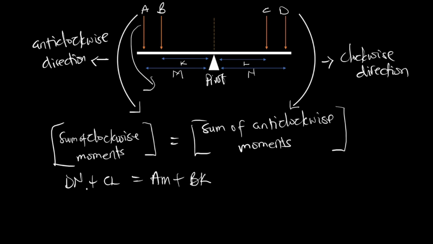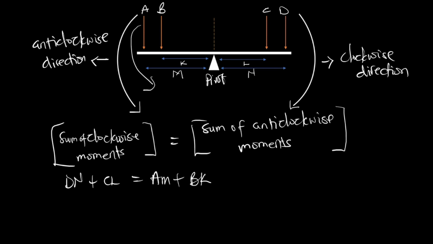So we can see from this diagram that the product of the force D and the distance N makes one moment, and the force C and the distance L make another moment. So the sum of these two makes the clockwise moment. And the sum of the force A multiplied by the distance M, and the force B multiplied by the distance K, makes the anti-clockwise moment. And it is equal to the sum of what we have over here as the clockwise moment.